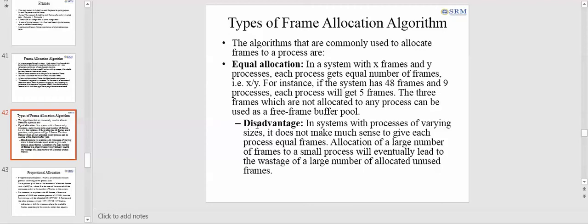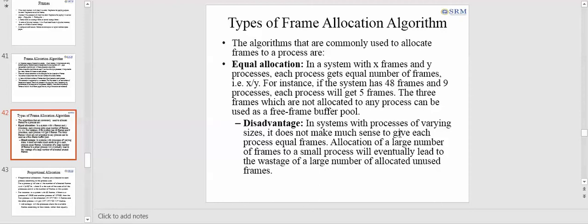Now what is the disadvantage of this equal allocation? What do you think will be the disadvantage of this? Yeah, if a process with a minimum size comes, there is no point in giving 5 frames to that process. The process space is wasted over there. So that is one of the major disadvantages here.